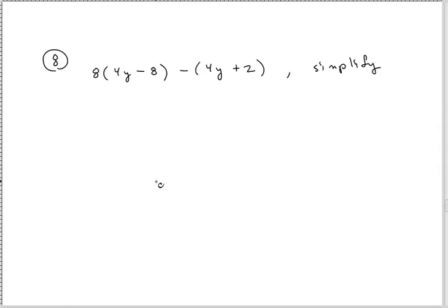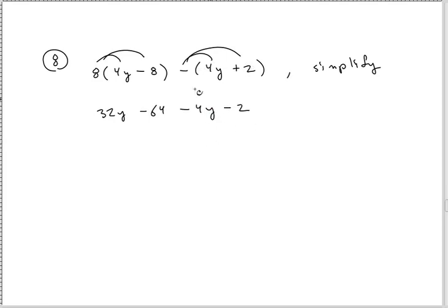So same kind of problem here. It actually looks like a copy-paste nearly. I'm going to distribute the 8. And here it's interesting, I'm going to distribute the minus sign. Distribute the minus sign. And so up front, we get a 32y, and 8 times 8 is 64. And then here I get a negative 4y, but notice here I'm going to now get a negative 2. They both get the negative sign, okay?